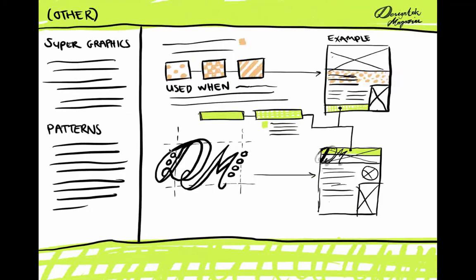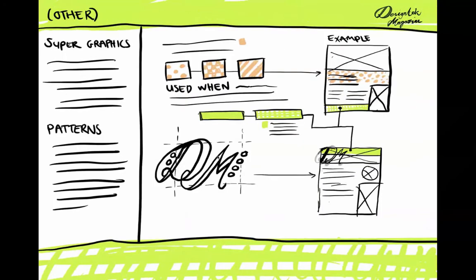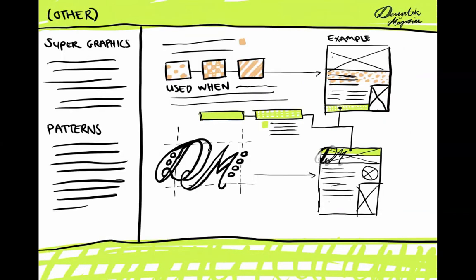And also, aside from images, it could also be rules for graphics in general. Is there some graphic we always use on our different articles and so on? So it is not necessarily just image style, it could also be graphics and how graphics are being used inside of the magazine.